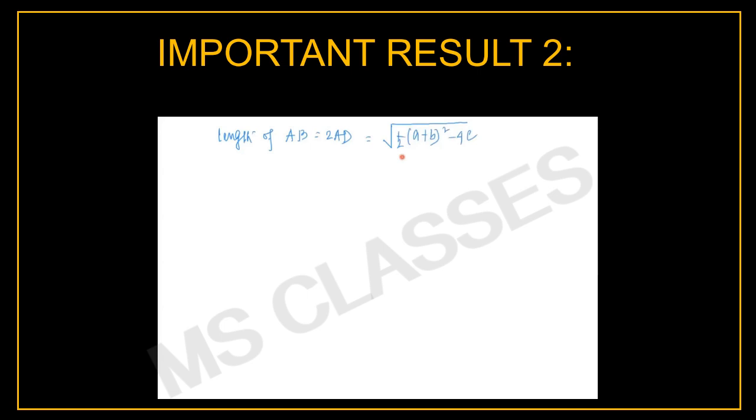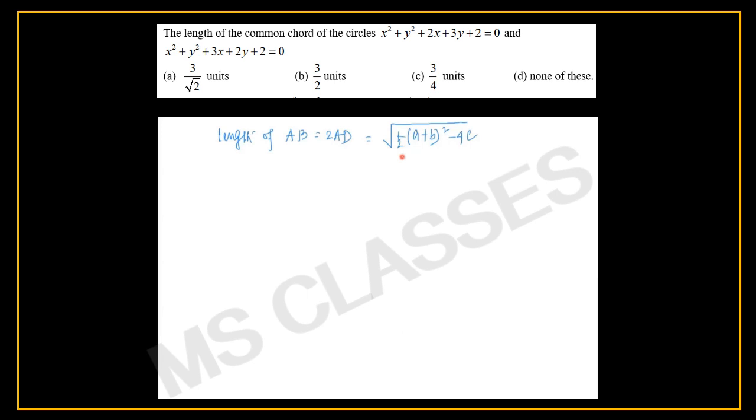Now, if we apply this concept in the next sum, then it is very simple. The equations of the circles given in the next sum are, first one, x square plus y square plus 2x plus 3y plus 2 equal to 0. This is one circle. Another one is x square plus y square plus 3x plus 2y plus 2 equal to 0. So basically, if we take this one as a, this one as b, this one as c, then it is b, a, c. So same thing.